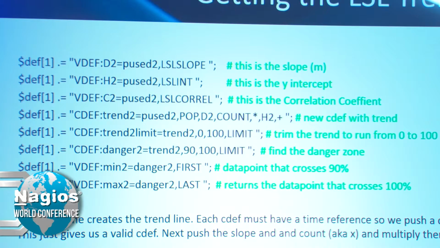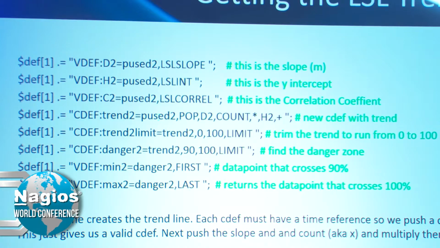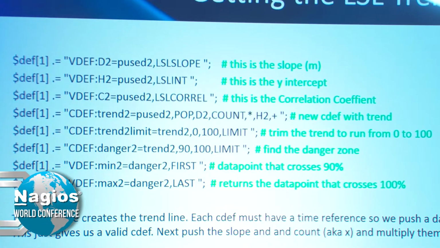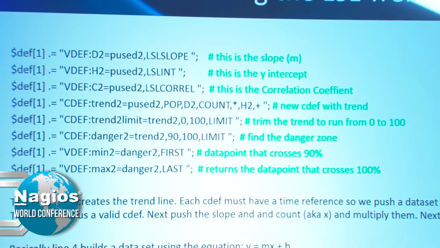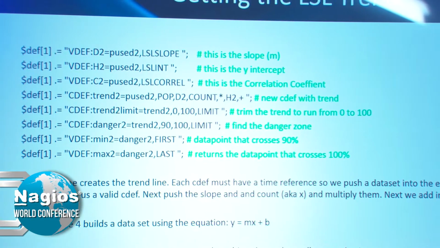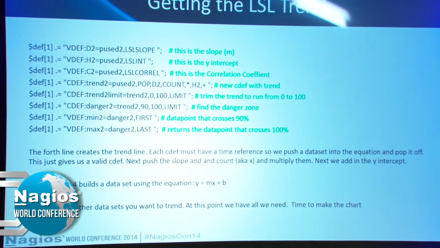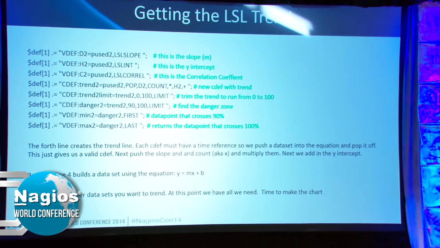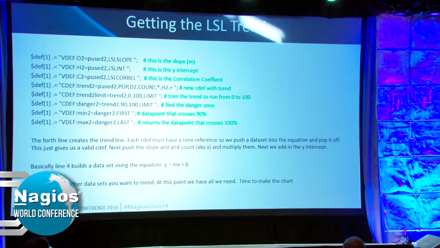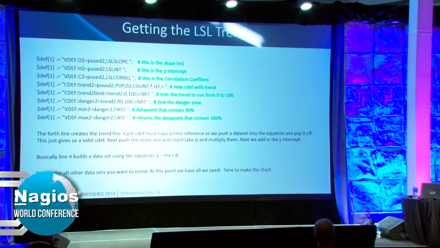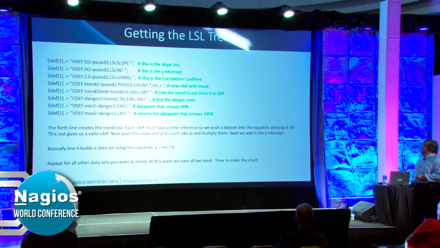What else did I say here? The fourth line creates a trend line. Each CDEF must have a time reference. Oh yeah, that's the trick here. This one got me, because I didn't realize you had to do this. Logically, you don't have to do this. It should, but you do. So that's a trick. If you're making a CDEF and you're not dealing with data, if you don't already have a time series data line in there, push one on there and then pop it off, and now your CDEF has a time base.